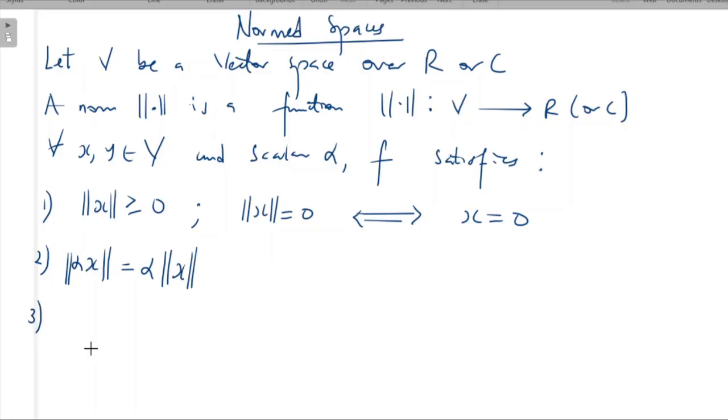Then the third property is called the triangle inequality. When you take the norm of the addition of two vectors, it is less than or equal to the norm of one vector plus the norm of the other vector. So if these three properties are satisfied by this function defined using the norm, then it is called a normed space. What about the inner product space?